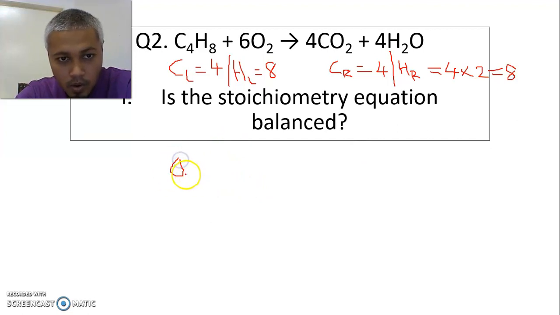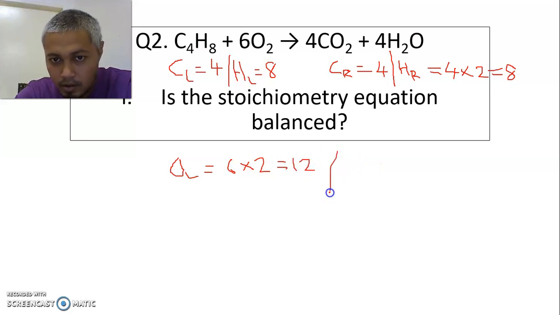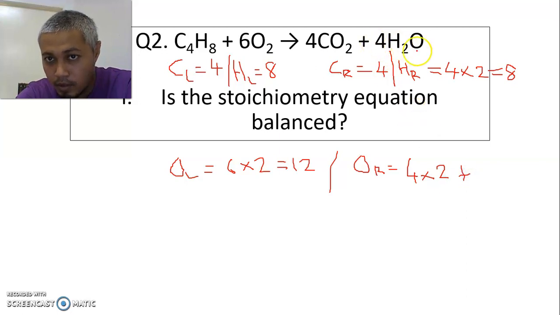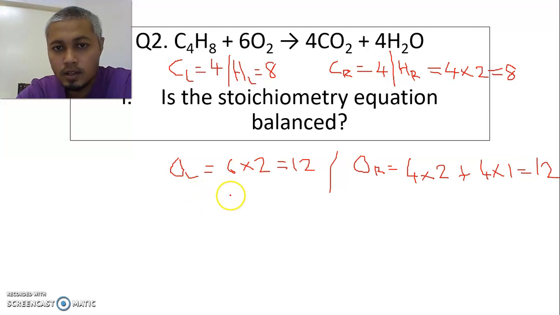Okay, O left hand side we have 6 times 2 equals 12. Then O right hand side equals 4 times 2 plus 4 times 1 equals 12. So we can say that this stoichiometric equation is balanced.